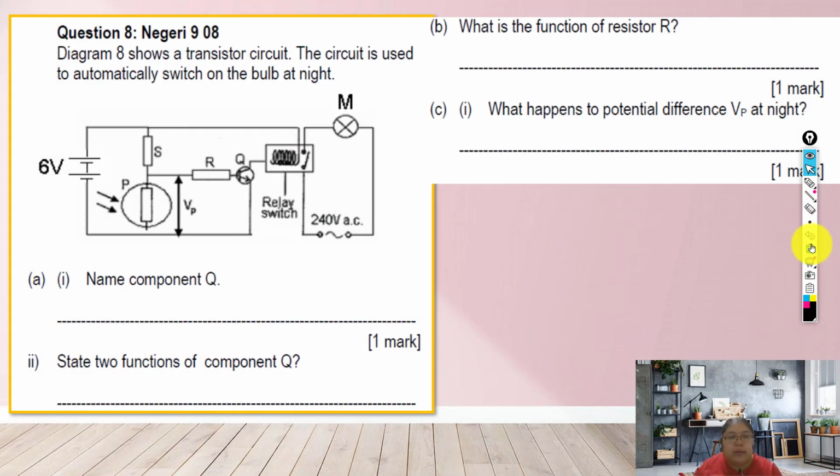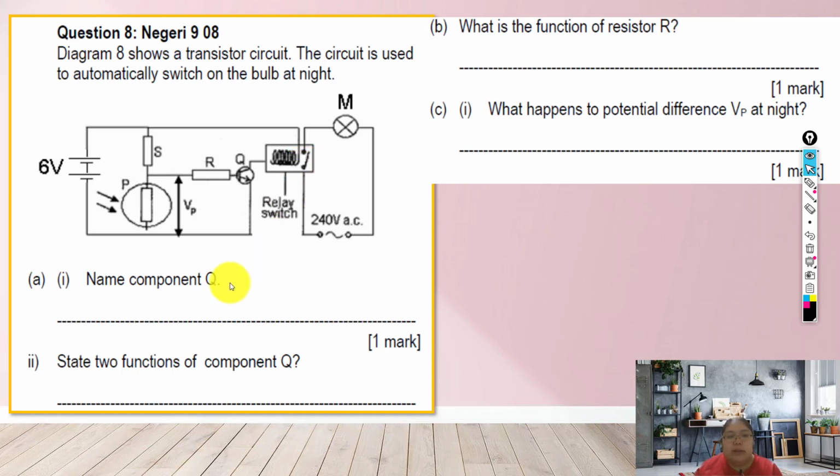Okay, the next one is another question. That's question 8, about the transistor circuit. Okay, we're using the LDR. This one symbol is for LDR. The circuit they use automatically switches on the bulb. They also add one more, a relay switch. So understand what's the function of the relay switch? Relay switch just wants to increase the output voltage. Maybe it's not enough, so you use the second switch to make the output voltage bigger.